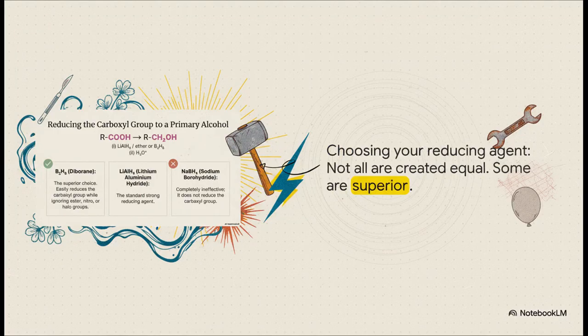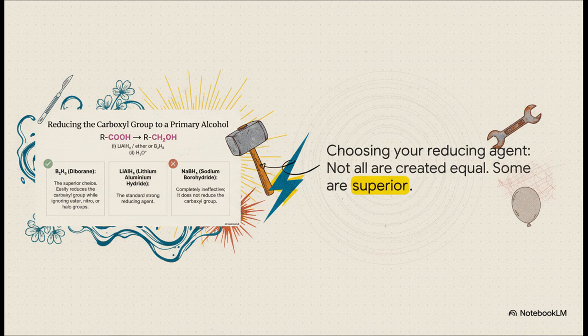Think of it like a choose-your-fighter screen in a video game. In this corner, you've got lithium aluminum hydride, or LiAlH4. This is your heavy hitter, your chemical sledgehammer. It's strong, it's reliable, it gets the job done. Then you've got diborane, or B2H6. Now this one's the superior choice. It's more like a surgeon's scalpel. It's so precise it can reduce the carboxylic group while leaving other things like esters totally untouched.